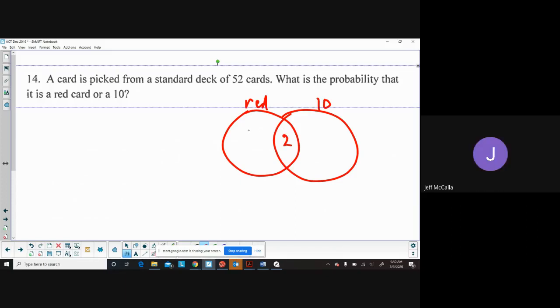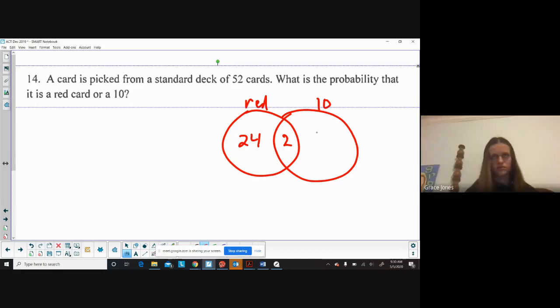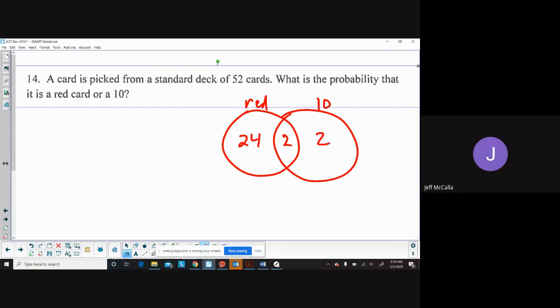How many red cards are there that are not 10s? 24, because there are 26 total red cards. There are 2 red suits, so half the deck is red, but 2 of them are actually 10s. How many 10s are not red? 2. So this is really the best way of thinking this through. You've got a total of 24, 26, 28. 28 out of 52. You can simplify that, but that's the answer.